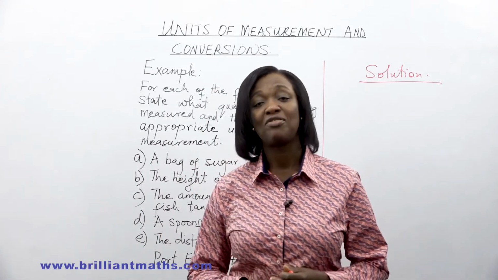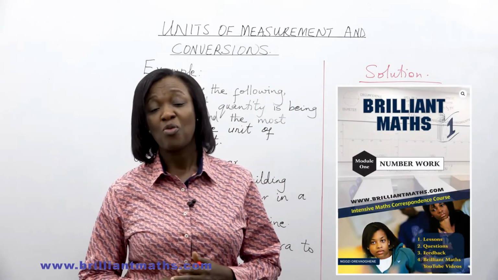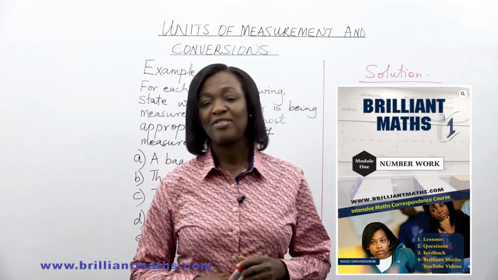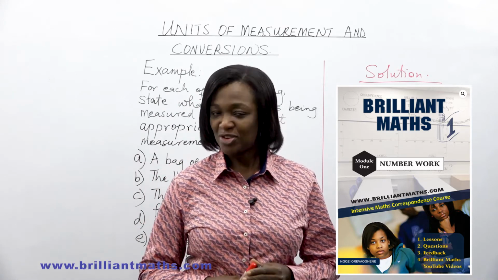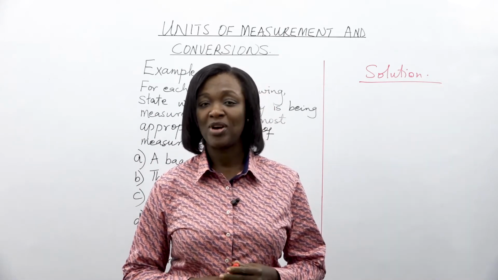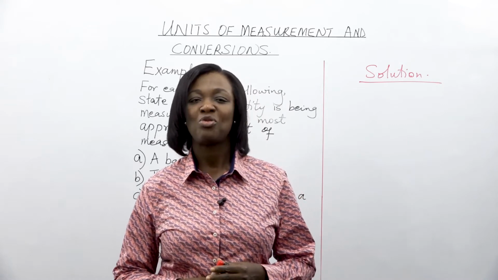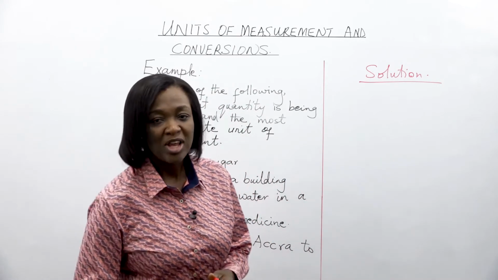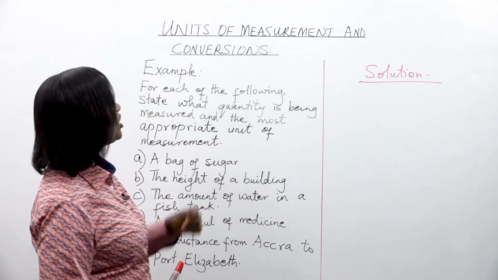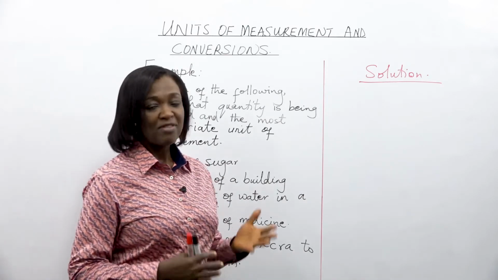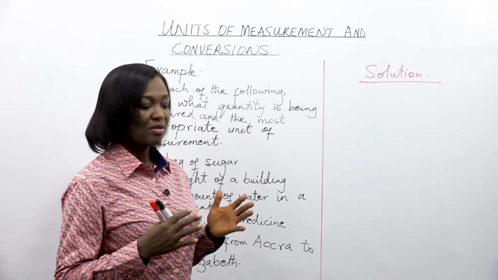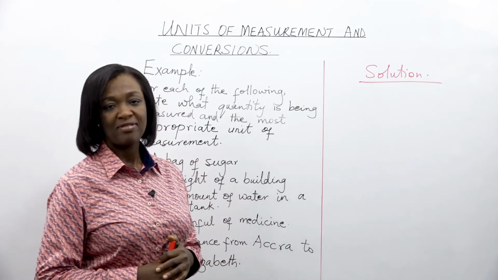Today's lesson is taken from Brilliant Maths Module 1, Chapter 5 to be specific. If you don't have a copy of Brilliant Maths Module 1, get one and let's work together. Today we are looking at units of measurement and conversions. Very interesting topic, very applicable to real life.